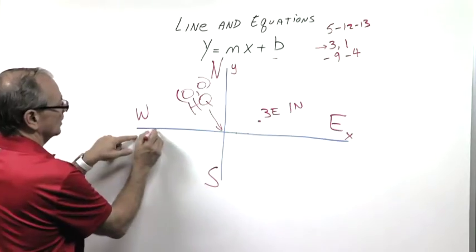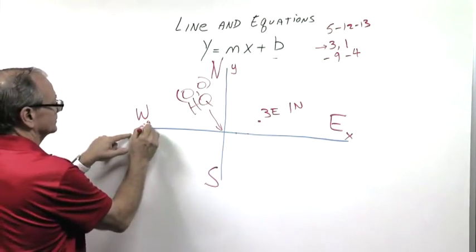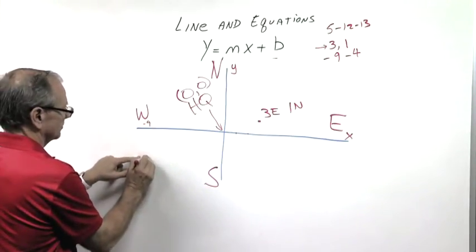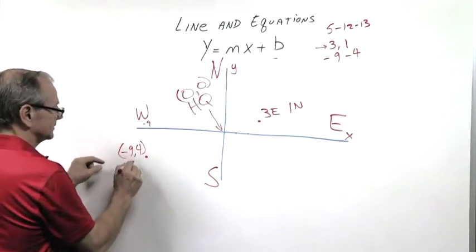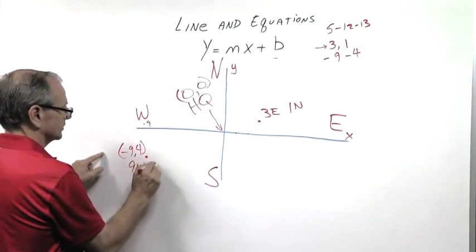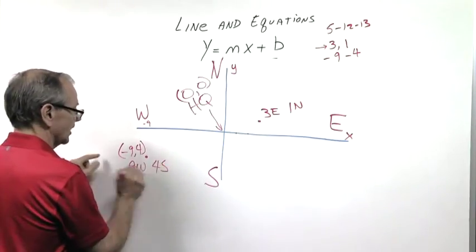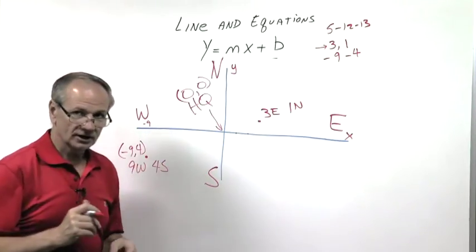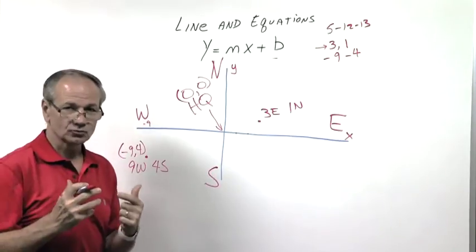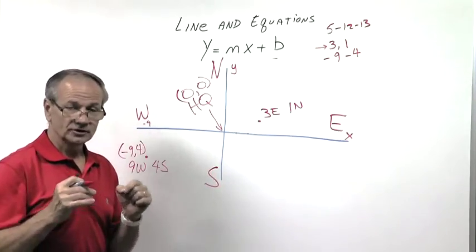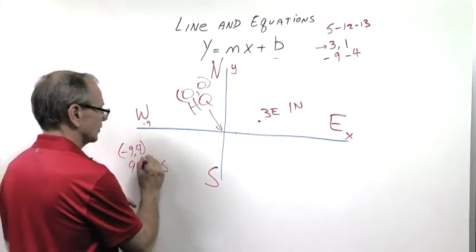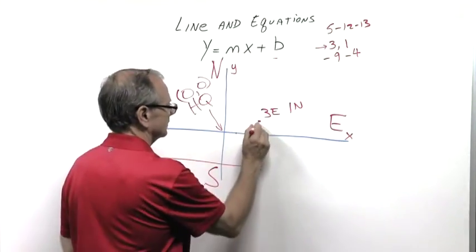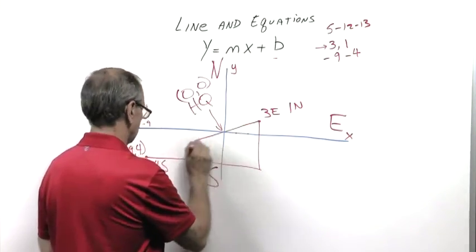9 blocks west, we come over here, -9. 4 down here, (-9, -4). That is 9 blocks west and 4 blocks south of headquarters. And they will ask you, how far is the wrecker from the accident in a direct line of sight? The easiest way to do these is to make it into a right triangle.